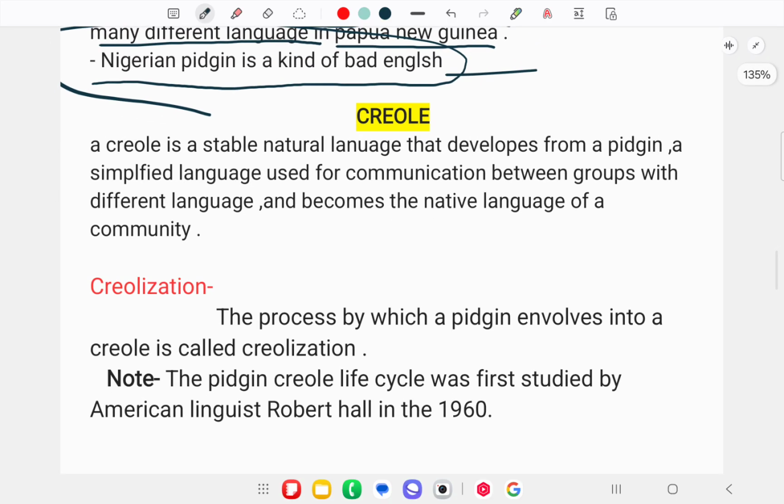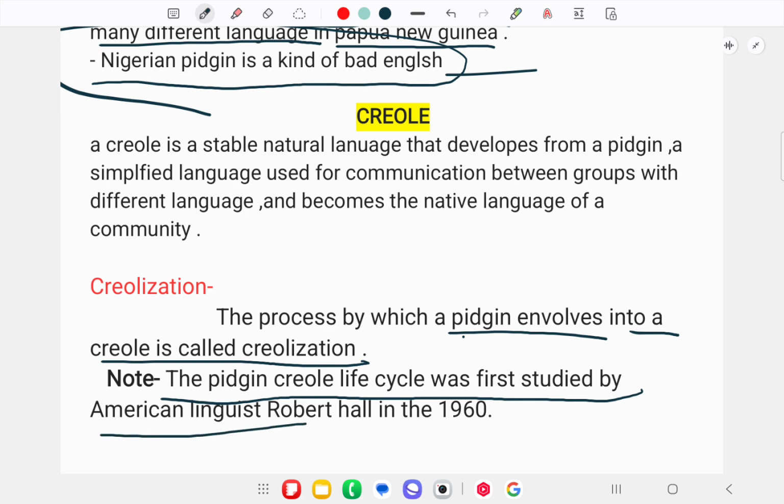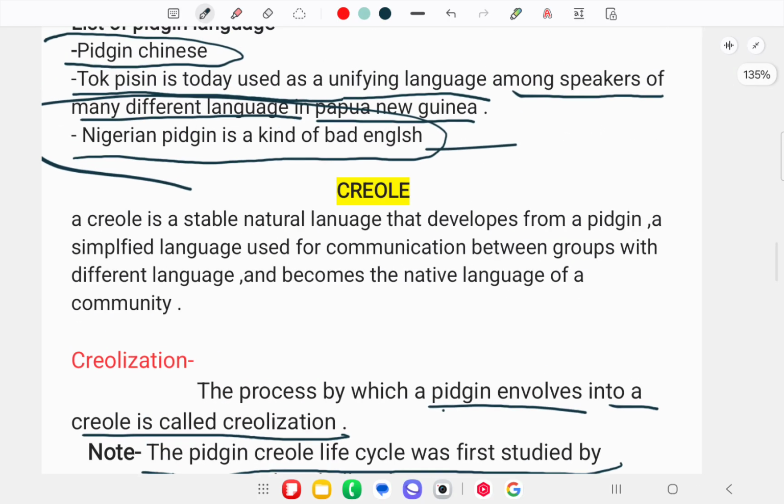The process by which a pidgin evolves into a Creole is called creolization. It means that when a pidgin language is used by native speakers, then this is known as a Creole language, and this process is known as creolization. The pidgin and Creole life cycle was first studied by the American linguist Robert Hall in the 1960s. This was all about the pidgin and the Creole language.